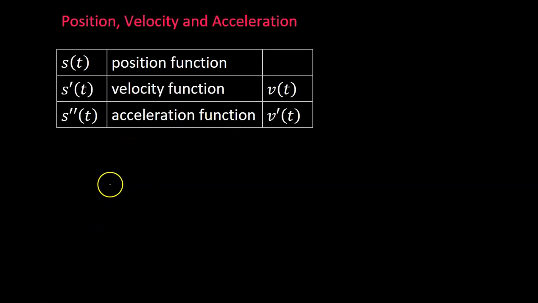Here's one way that higher order derivatives apply to the real world. If s at t is a position function, then the first derivative, s prime at t, will be a velocity function. And the second derivative, s double prime at t, will be an acceleration function. In other words, if you take a position function and take the derivative of it, you're going to get a velocity function. Now, if you take a velocity function and you take the derivative of that, you have an acceleration function.